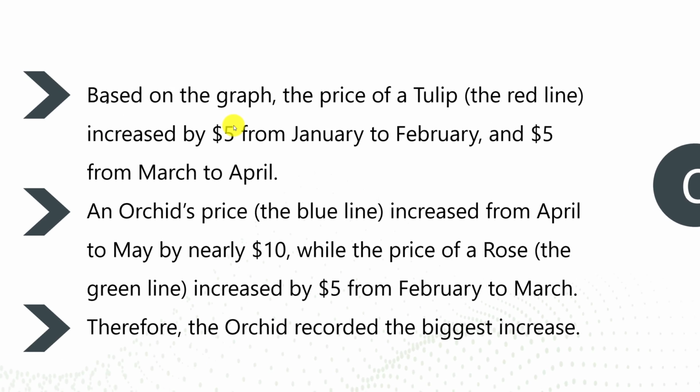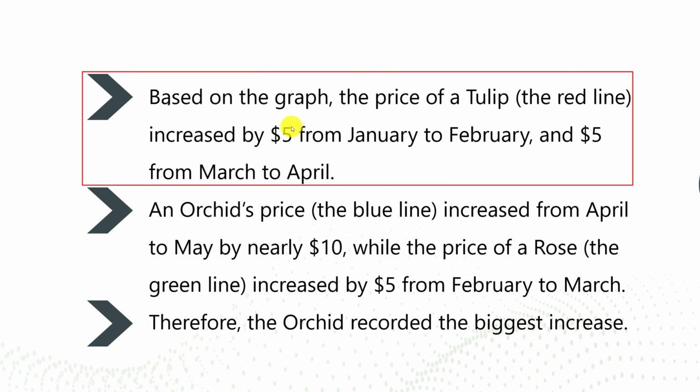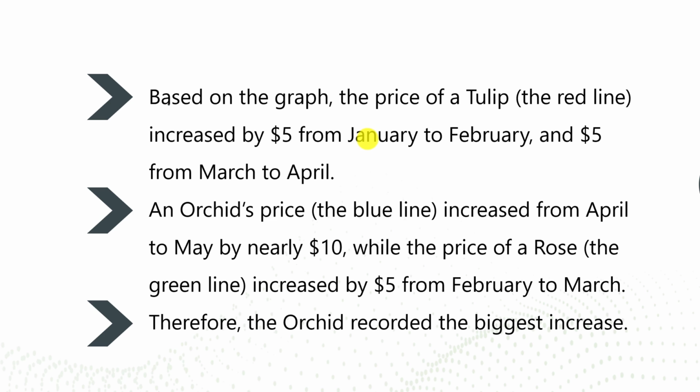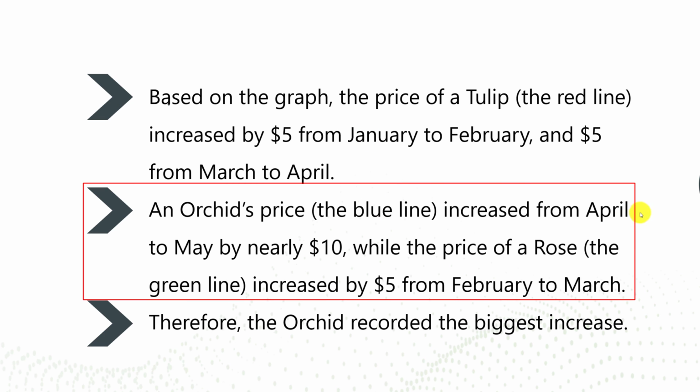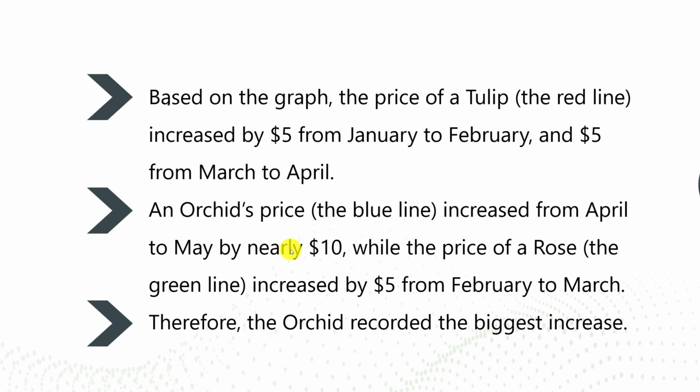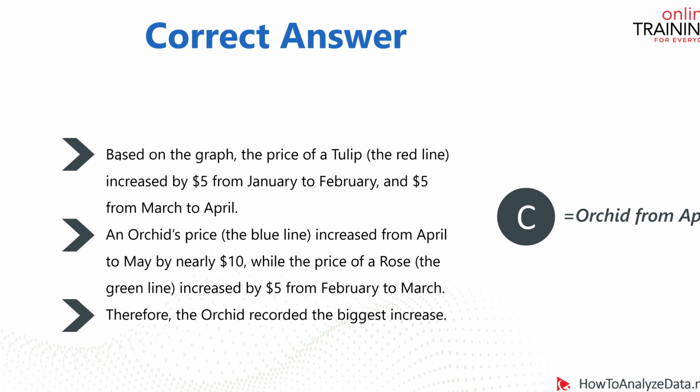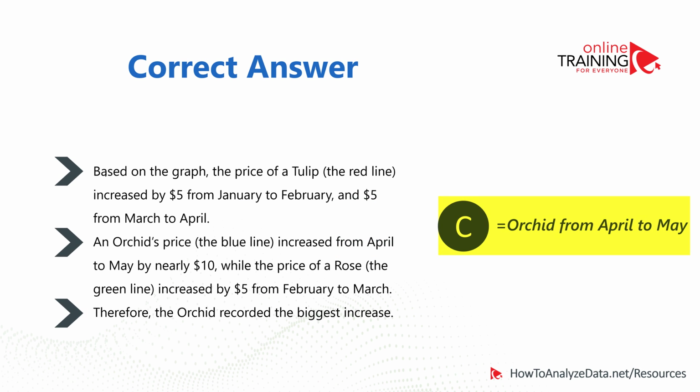Based on the graph shown, there are different price increases here. Price of the tulip, for example, increased by about $5 from January to February, and another $5 from March to April. But orchid's price, which represented by blue line, increased from April to May by nearly $10, which represents the largest price increase. I'm pretty sure you nailed this question. This was rather easy, but you see a lot of these types of questions on assessment test.